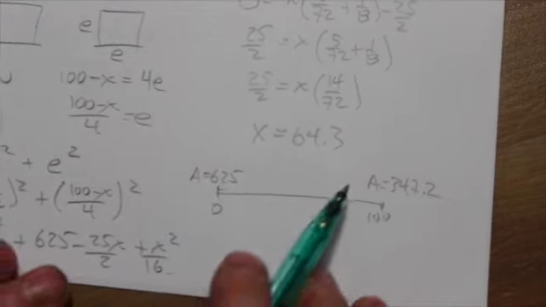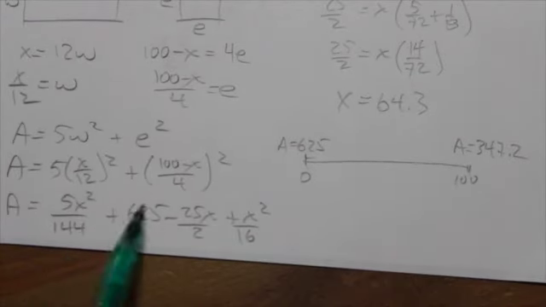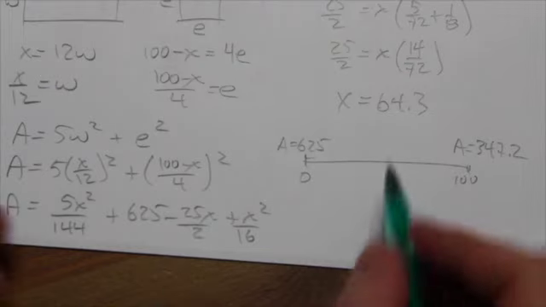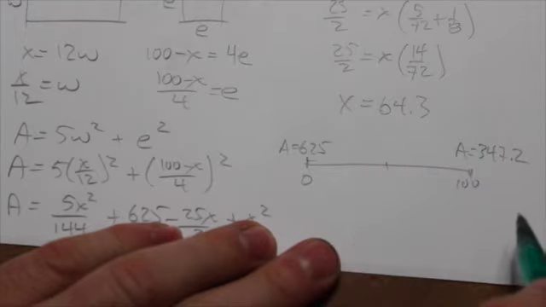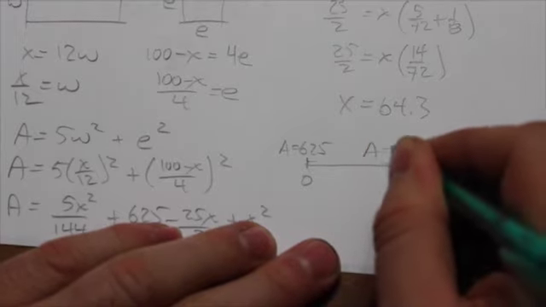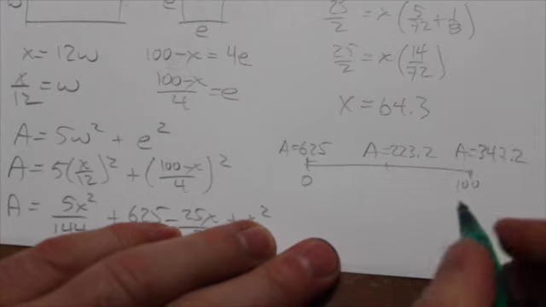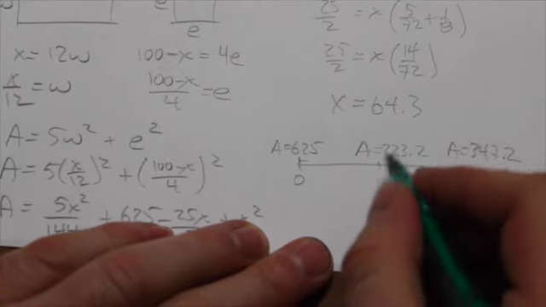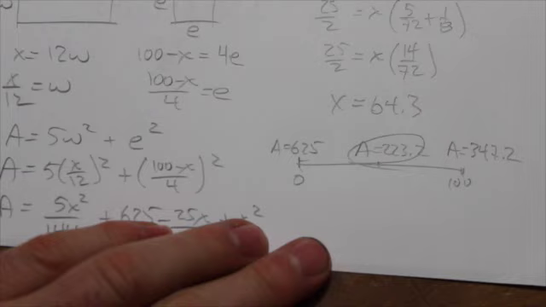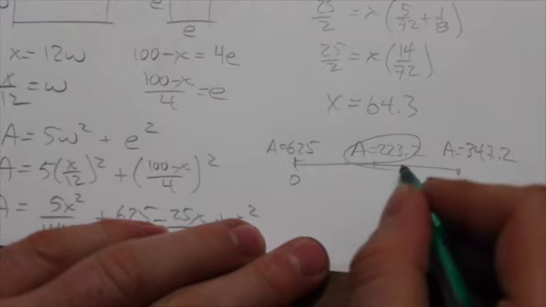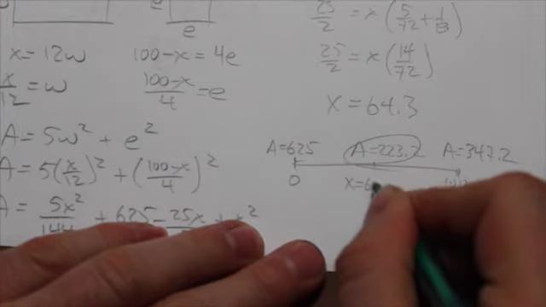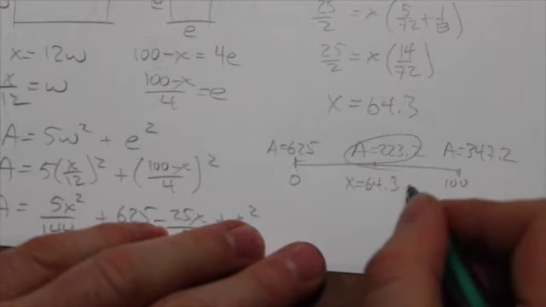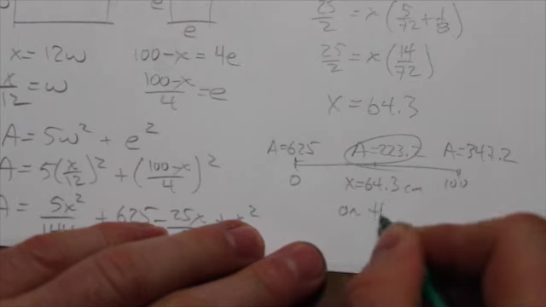Now I've gone through and done those calculations. All that is plugging 0 into this to begin with and then 100 in for x in this expression here. However, if you plug in the 64.3, you get that the area is 223.2. So it turns out this right here is where the minimum occurs. It's the smallest area, and that occurs when we put 64.3 centimeters on the rectangle.